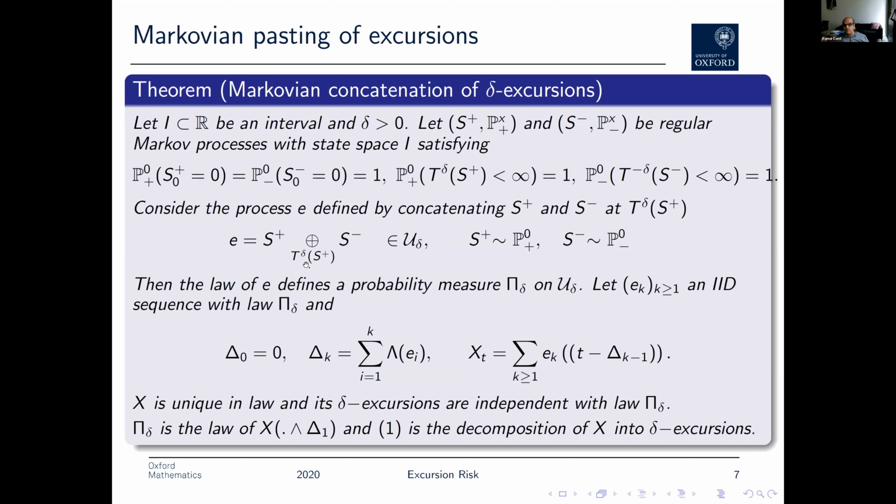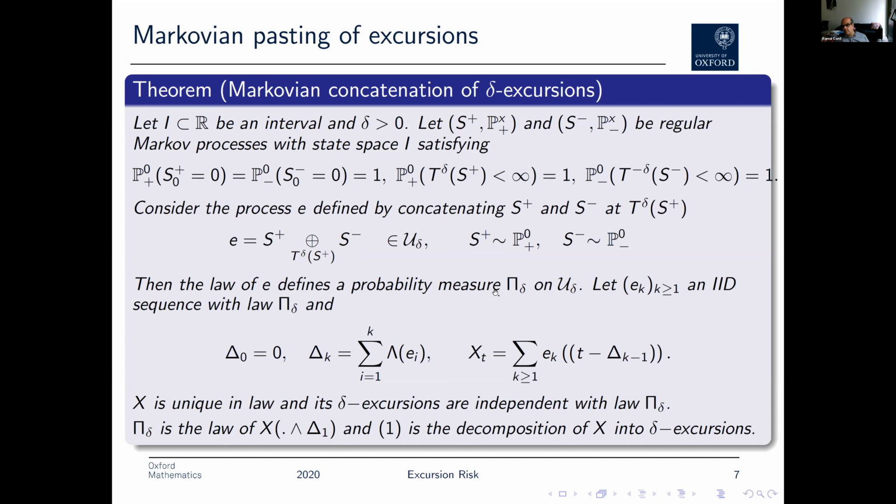And this defines completely the law of the delta excursion. The law of the delta excursion is the law of a process which coincides with S plus up to the first hitting time of delta, and then coincides with S minus from that point onwards until it reaches 0.